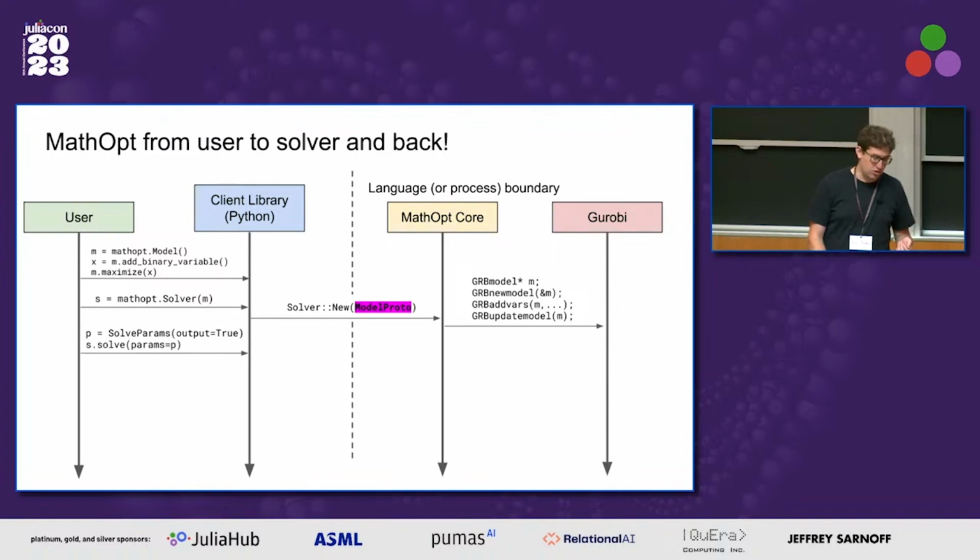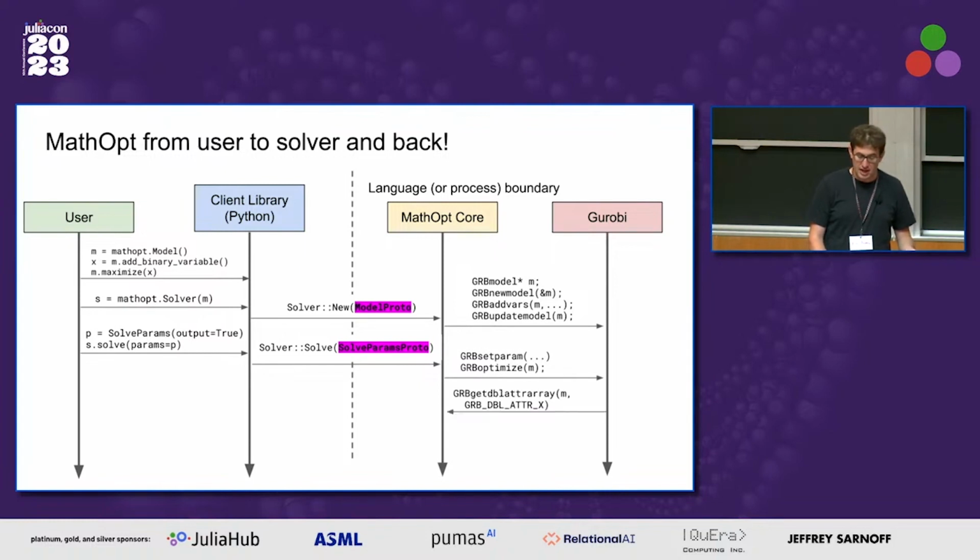Then the user calls solve. So they set their enable output to true, and they call solve, passing the parameters down. Again, we need to cross the language barrier. We send the parameters down as a protocol buffer. And inside the core, we then tell Gurobi to set the enable output true and to call optimize, and we get the result back. We extract the result from Gurobi, and we build a new protocol buffer, which we then send back to the client library, which then sends the result back to the user.